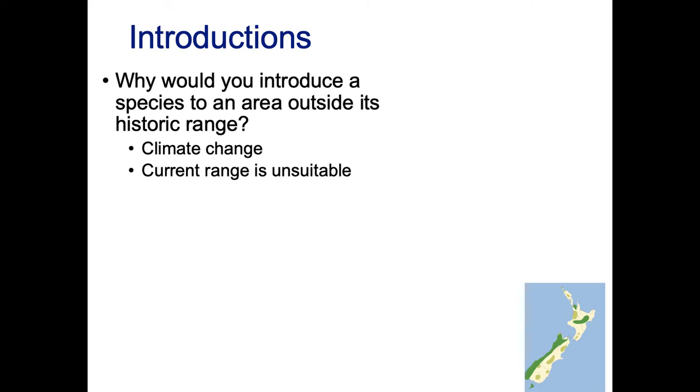In the United States, we haven't started doing introductions for climate change, but the idea here is that we might want to move species before their populations get too small if we don't think they can move themselves. Things like what I study, amphibians, they can't move very far each generation. Some of them are expanding their ranges, but some of them are probably not going to do that.